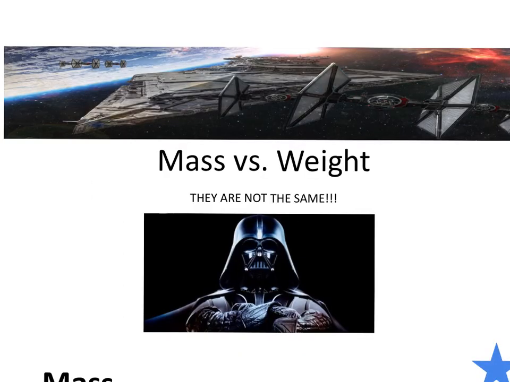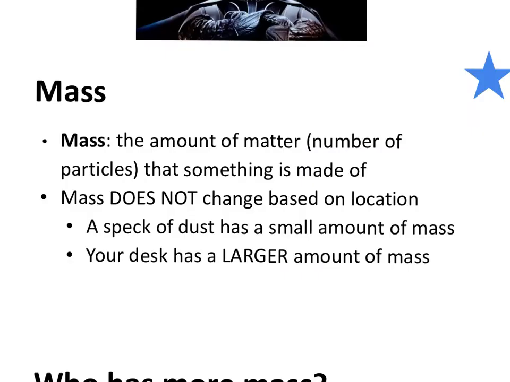The first topic we're going to talk about is mass versus weight, and recall that these are not the same. Mass is about the amount of matter or number of particles that something is made of. Your mass will never change based on your location in the universe. So if I'm on the moon, my mass will be the same. Mass is just about how much and what you're made of. So a speck of dust has a small amount of mass, but on the moon it's going to have that same amount of mass, and your desk has a larger amount of mass. However, if it was on the moon, it would have the same amount of mass.